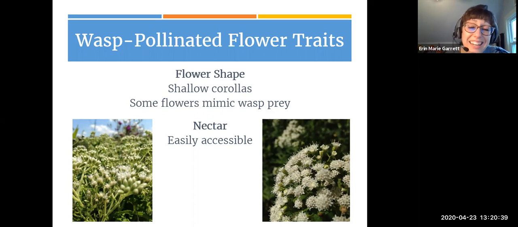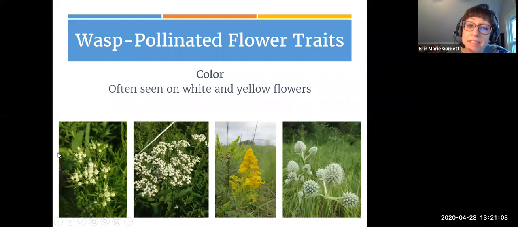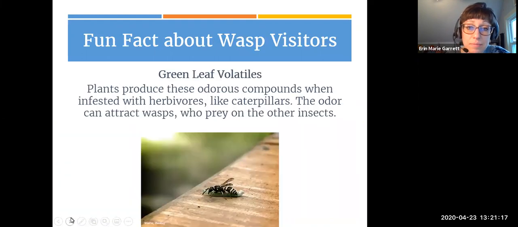There are, not necessarily in Illinois, I haven't seen too many examples, but in some other countries, some flowers pollinated by wasps have adapted to mimic wasp prey. And so they're tricking that wasp to come and collect their pollen, because the wasp is visiting that flower because it thinks it's going to get a prey item. When it comes to color, they're often seen on white and yellow flowers. Some favorites I mentioned earlier, mountain mint, we've got on here again, quinine, goldenrod, and rattlesnake master. All are going to be very good wasp attractants.